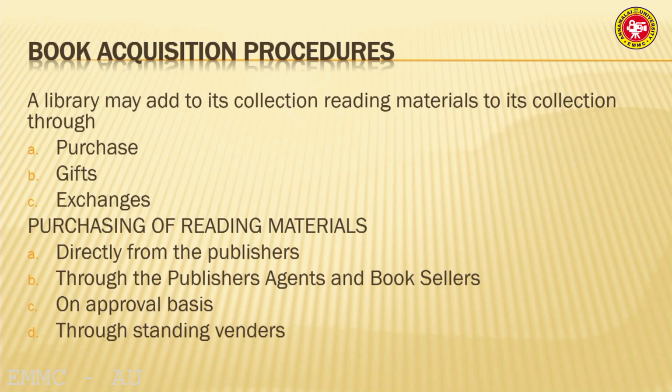Then the last one is through a standing vendor. What does through standing vendor mean? Instead of giving the intent to different agents, we can appoint one or two vendors permanently. We call that a standing vendor. So we can send, for example, one publisher may be an expert or have only science books, one may be in arts books, one may be in engineering.